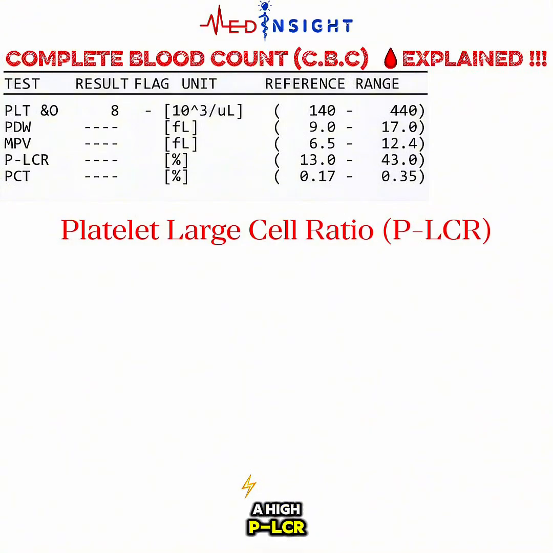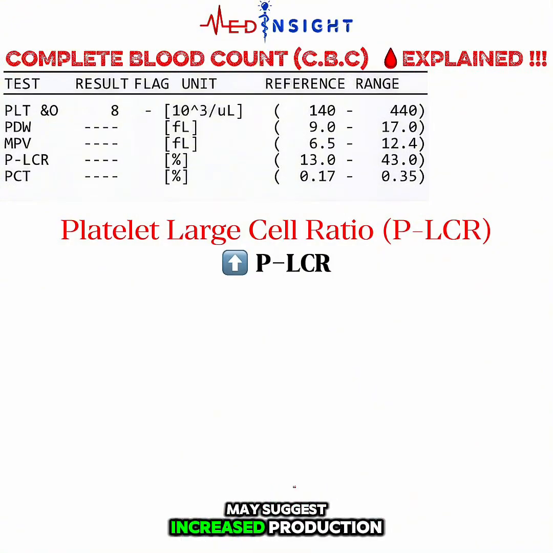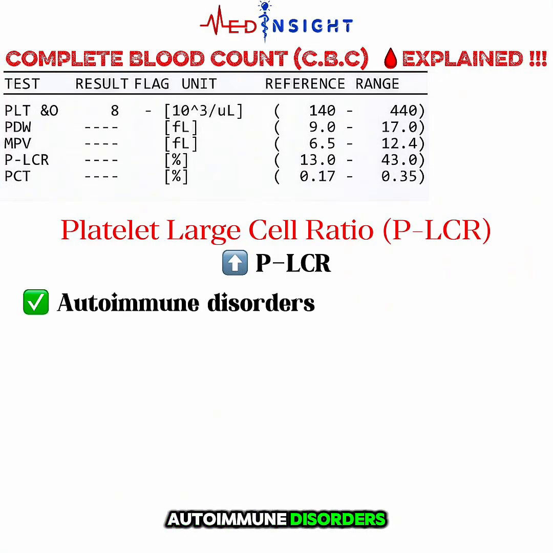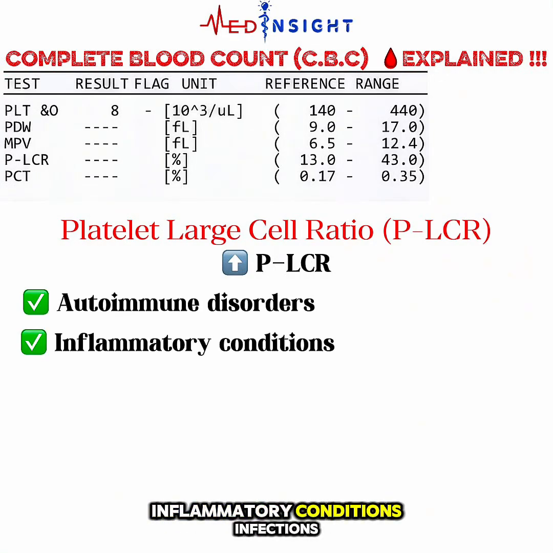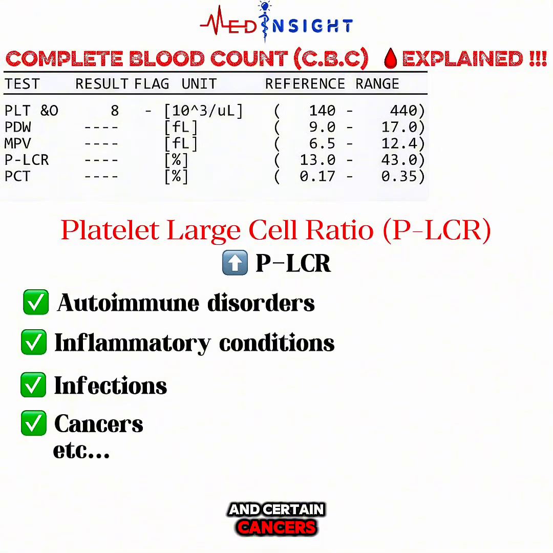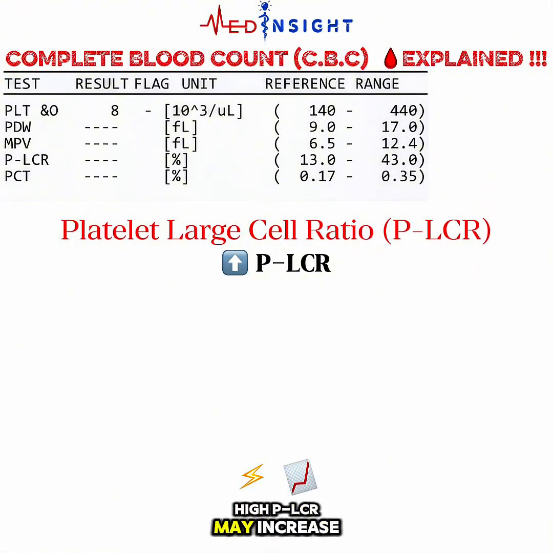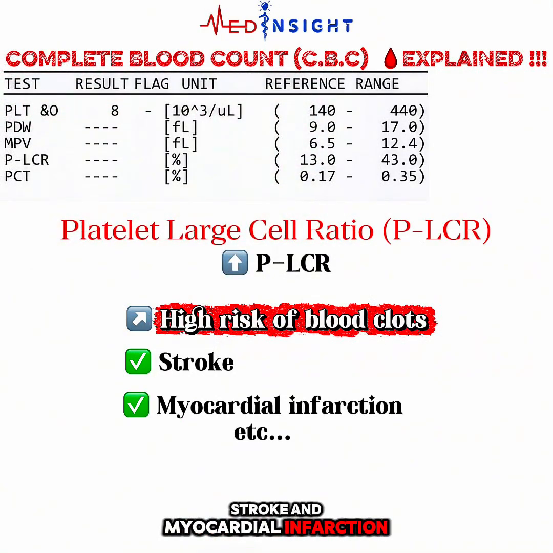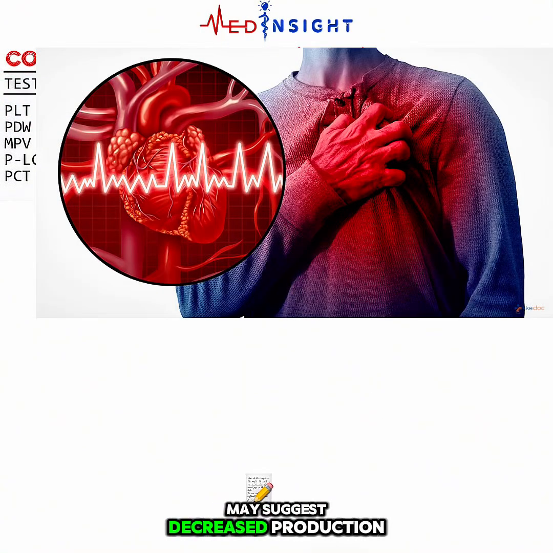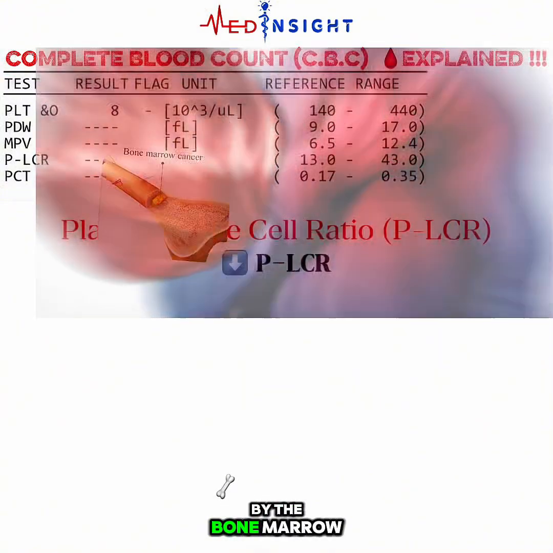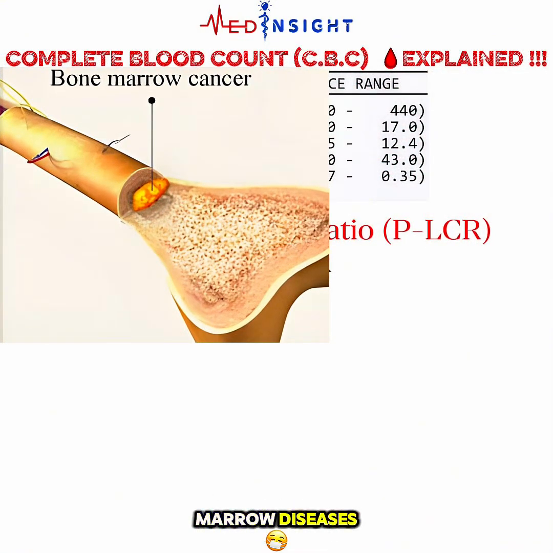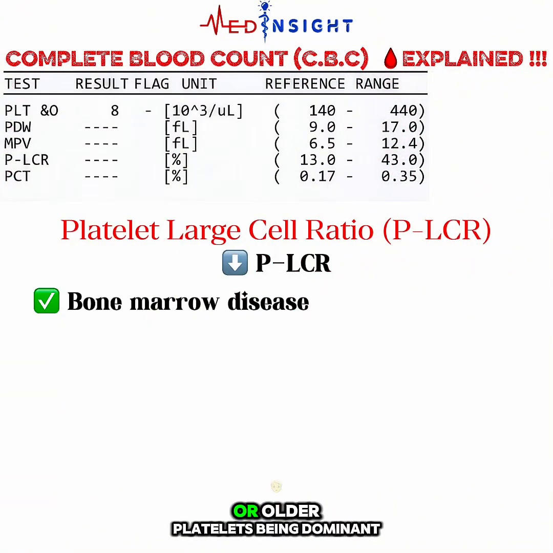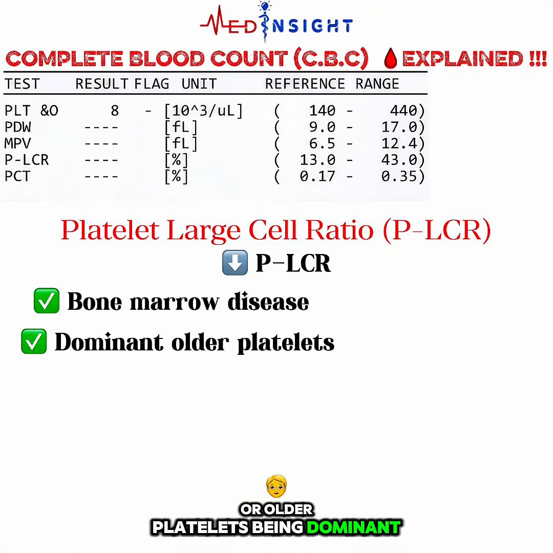A high PLCR may suggest increased production of platelets by the bone marrow. It is seen in autoimmune disorders, inflammatory conditions, infections, and certain cancers. A high PLCR may increase the risk of clotting, stroke, and myocardial infarction. A low PLCR may suggest decreased production of platelets by the bone marrow. It can indicate bone marrow diseases due to low production or older platelets being dominant.